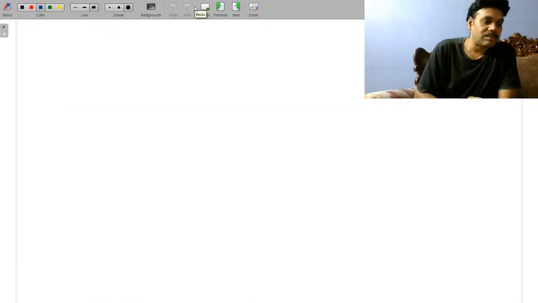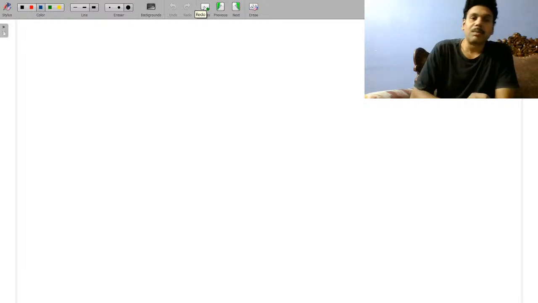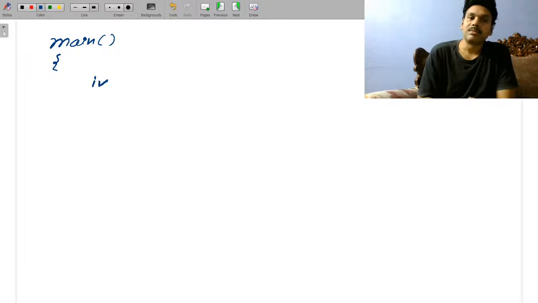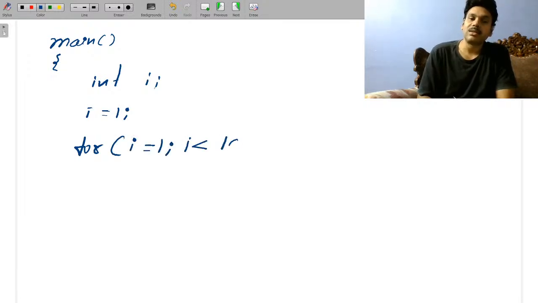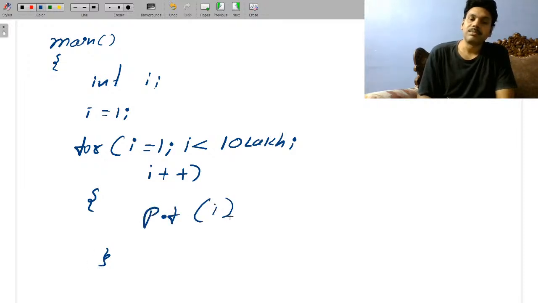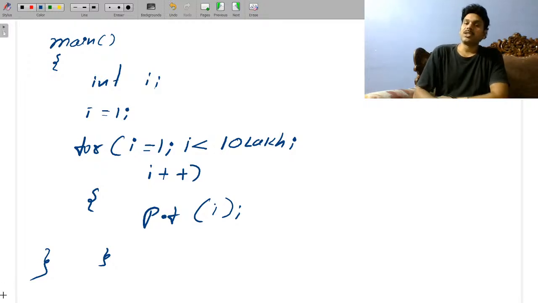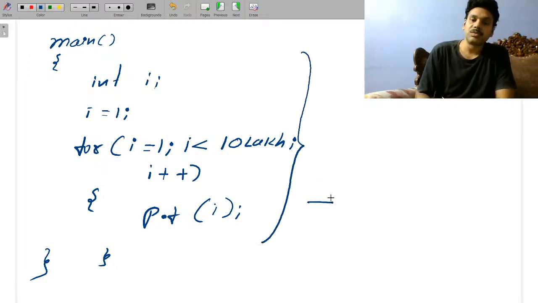For example, please understand, there is a main program in which we have int i. I start with i equal to 1, and there is a loop with i equal to 1 and i less than something like 10 lakh, and i plus plus. So I am going to call printf i. I want to get this output 4 times. That's my motto. 4 times we want to see the output. Please understand, friends.